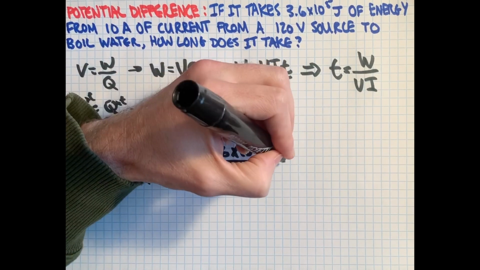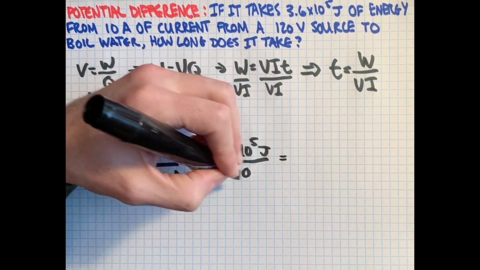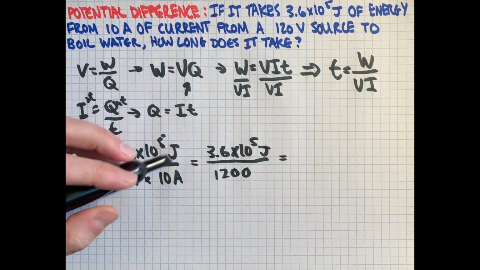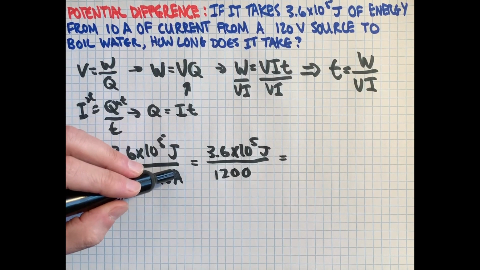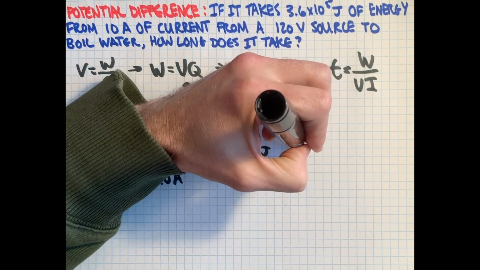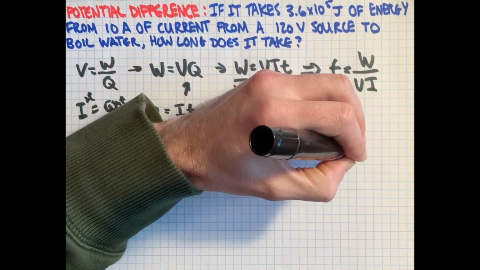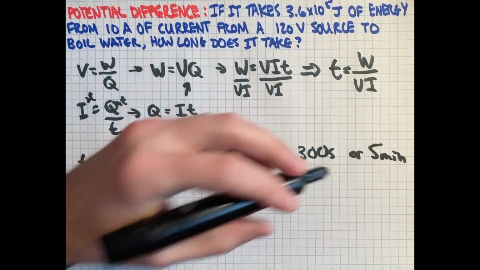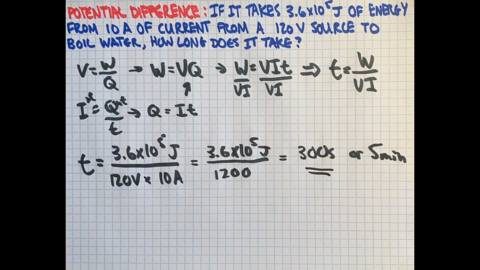And then some of the units will rearrange themselves here. Remember, voltage is joules per charge. This amps is charge per time, so on and so forth. And we get for time then 300 seconds, or 5 minutes if we divide by 60. So that seems reasonable to me for the amount of time it takes to boil a certain amount of water in my kettle.